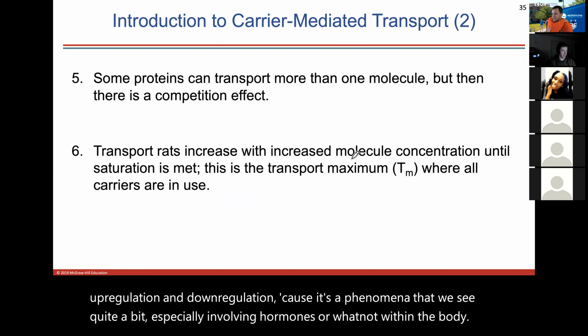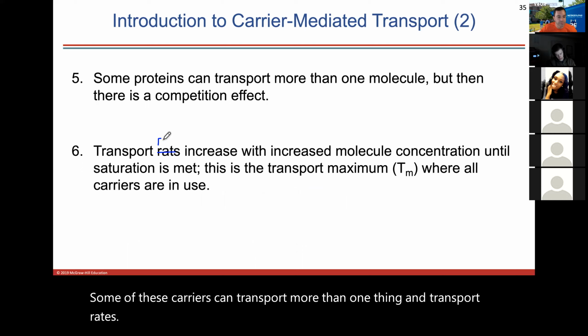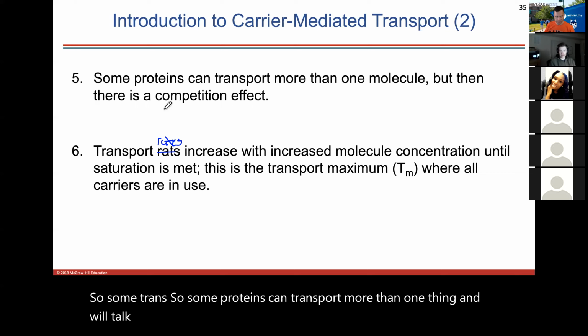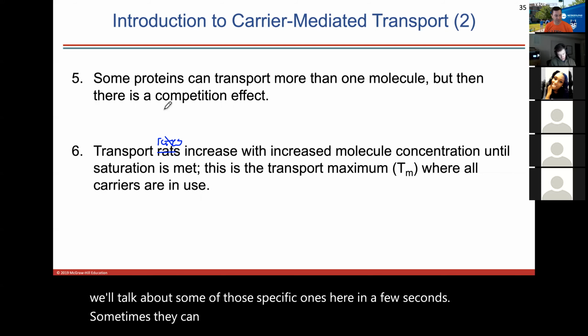Some of these carriers can transport more than one thing. Some proteins can transport more than one thing, and we'll talk about some of those specific ones in a few seconds. Sometimes they can compete. Sometimes they don't compete. So there is a competition involved.